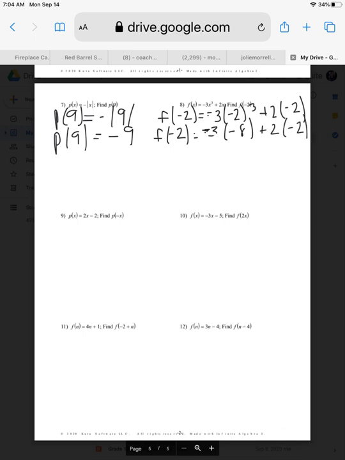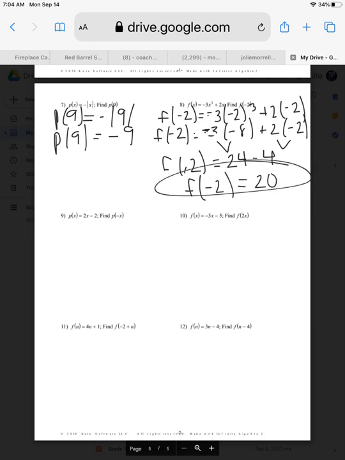I'm going to write the rest of my problem now. All I'm going to do is multiply both sides. -24 minus 4, because negative and a positive. So f of -2 equals 20. Okay? On to the next. These are a little different. Rather than plugging in numbers, we're plugging in variables, okay?